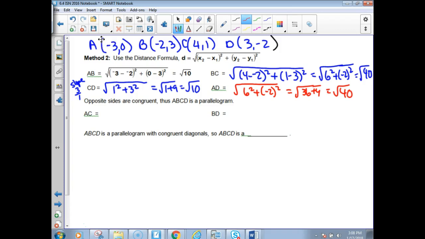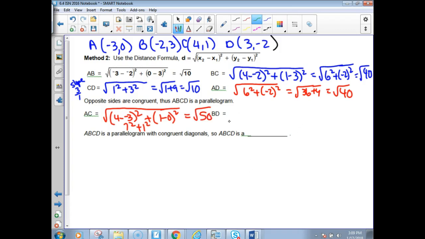So I'm going to take the points A and C, and I'm going to find this length. I'm going to start with the x's, 4 minus -3 squared plus 1 minus 0 squared. That's going to be 7 squared plus 1 squared, which is the square root of 50.